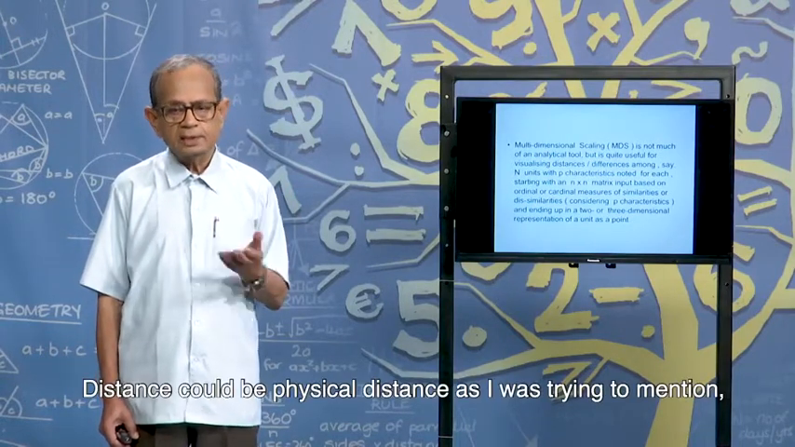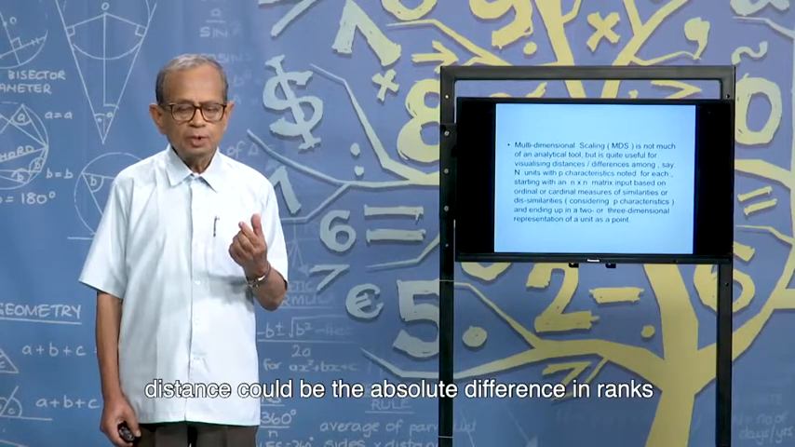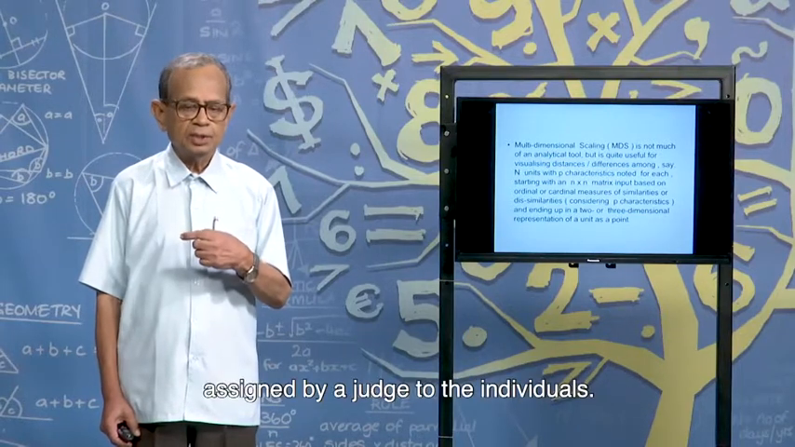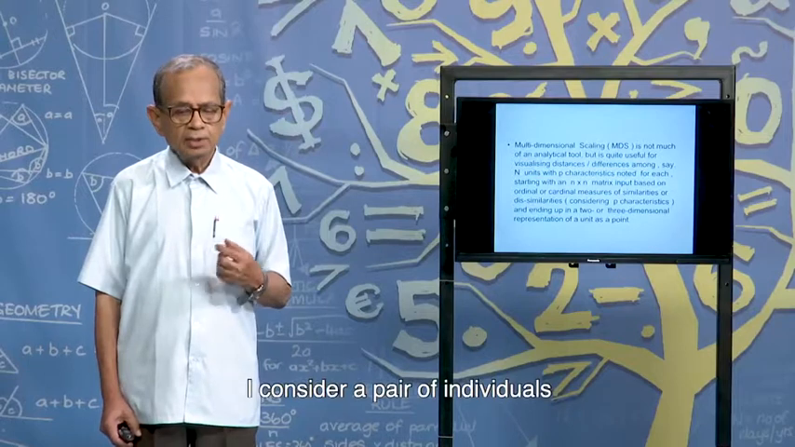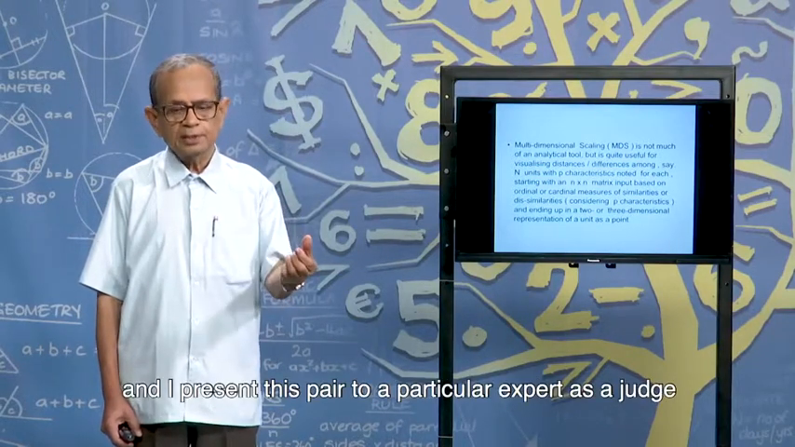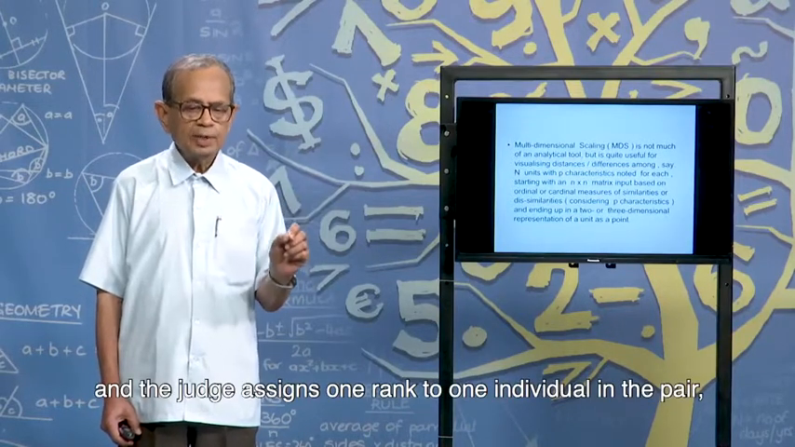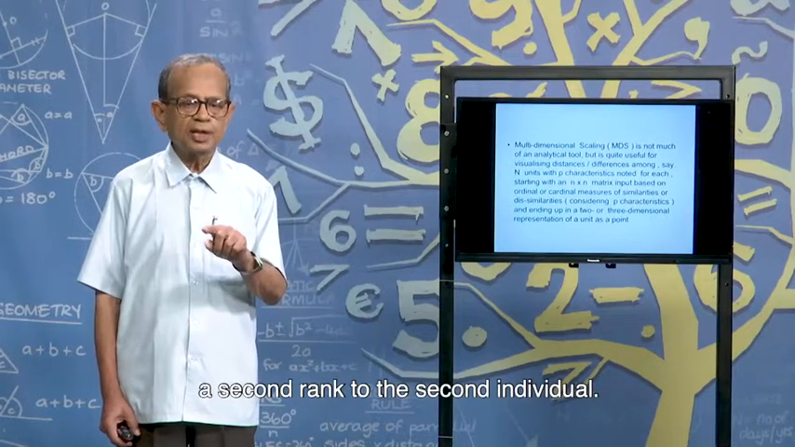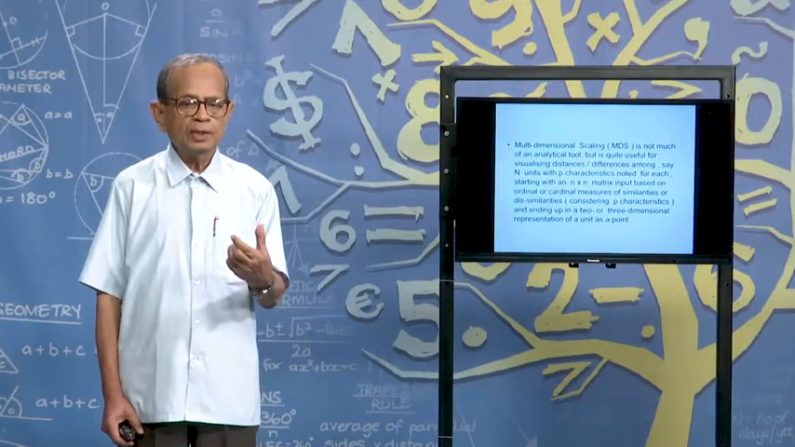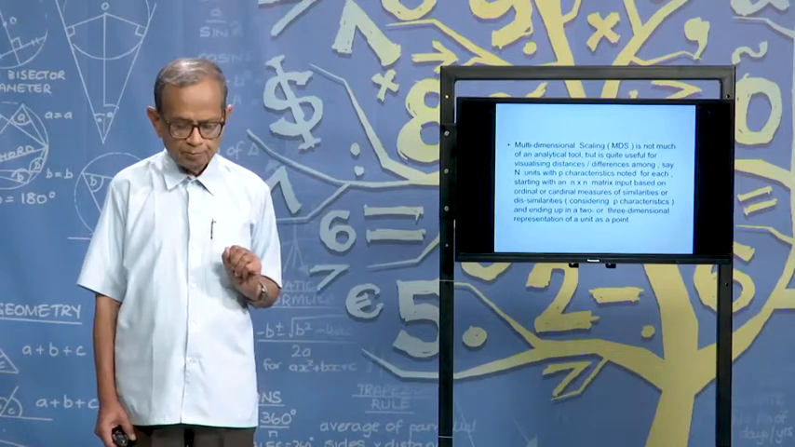Distance could be physical distance, as I was trying to mention. Distance could be the absolute difference in ranks assigned by a judge to the individuals. I consider a pair of individuals and I present this pair to a particular expert as a judge, and the judge assigns one rank to one individual in the pair, a second rank to the second individual. I take the rank difference, take the absolute value. That absolute value can be taken as an element of the distance matrix.